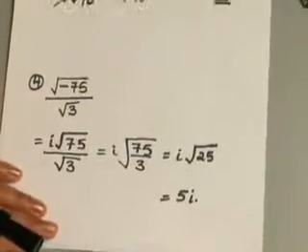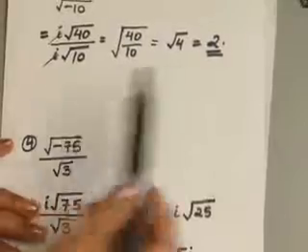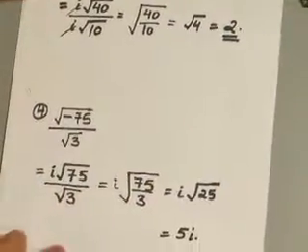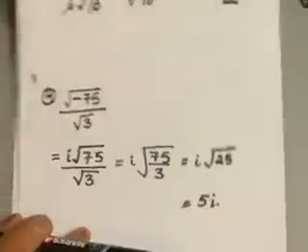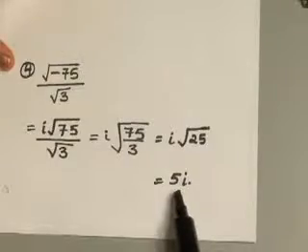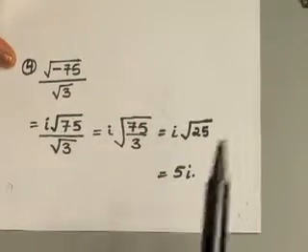So you'll see in the first example we got rid of the i and you ended up with only 2 as your answer, but in the second one, since the i was still in our problem, you end up with the i in your final answer as well.